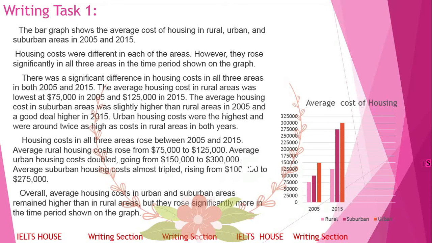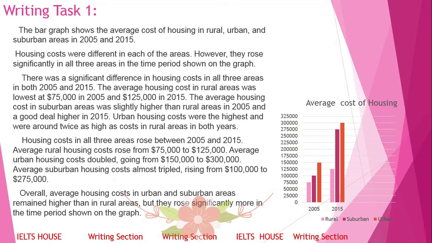Average urban housing costs doubled, going from $150,000 to $300,000. Average suburban housing costs almost tripled, rising from $100,000 to $275,000.